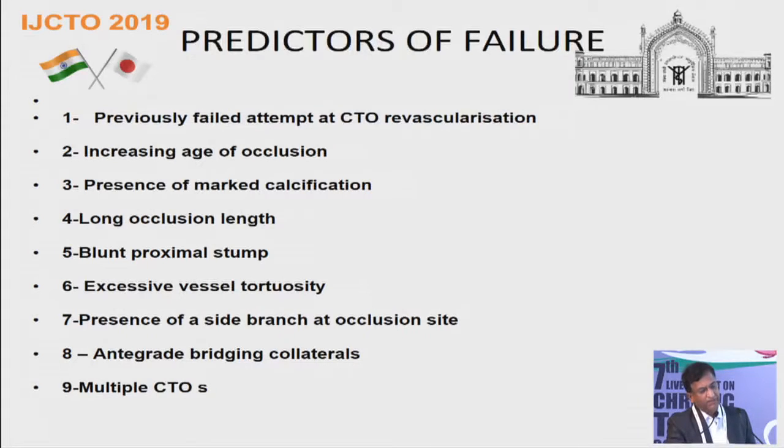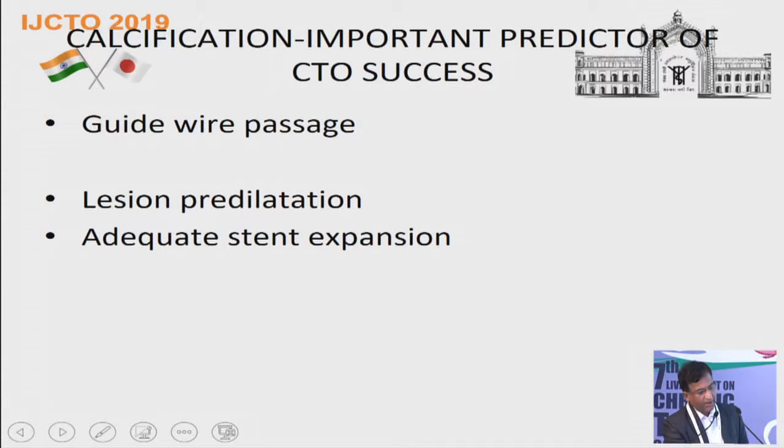If you have a previously failed attempt of CTO revascularization, the chance of success is less. Increasing age of occlusion, presence of marked calcification, which can be picked up very easily by CT. Long occlusion length. There was a study which showed that 32 millimeter occlusion length was an adverse predictor of success. A blunt proximal stump, excessive vessel tortuosity within the occluded segment, presence of a side branch at the occlusion site, antegrade bridging collaterals, and multiple CTOs. All these things can be picked up very well on a conventional CT angiogram prior to embarking on the procedure.